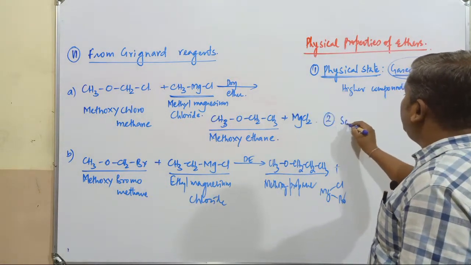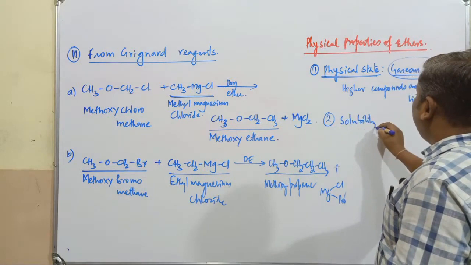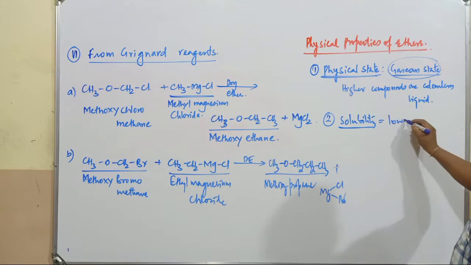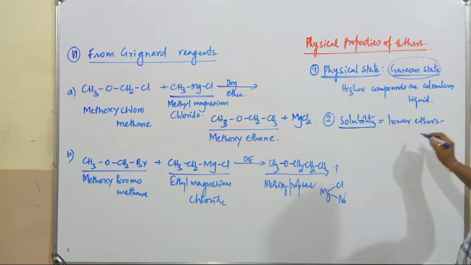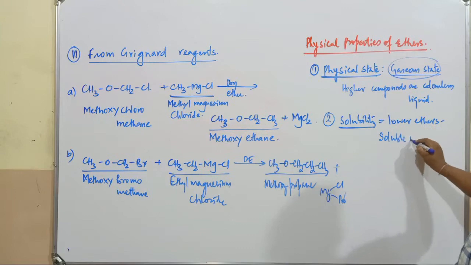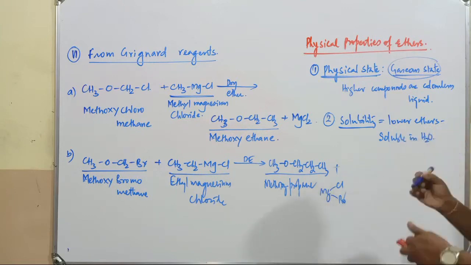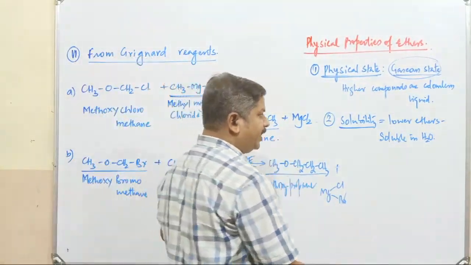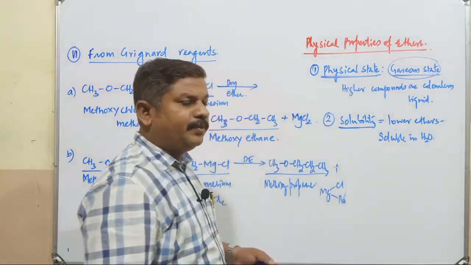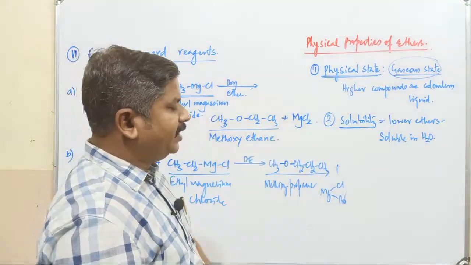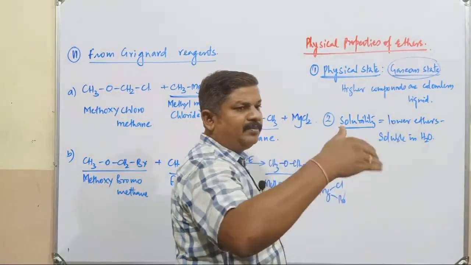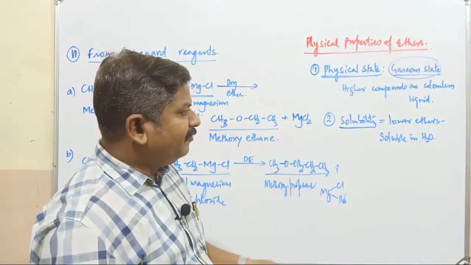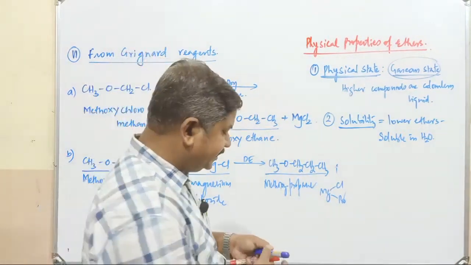Second one, solubility. Lower members are found to be soluble in water, because of the formation of hydrogen bonding. But compared to alcohols and phenol, the strongest hydrogen bonding is not possible. Hence, only lower members of ethers are soluble in water. As molecular mass increases and the alkyl group becomes bulkier, the solubility of those ethers in water decreases.